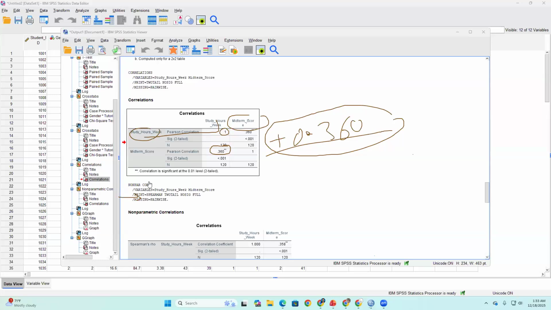Okay, weak positive relationship. It's weak positive because the value is much less than 1. It's even less than 0.5. Around 0.5 or 0.6, we consider it somehow moderate. It's weak positive, and we can see this with the help of a graph even.